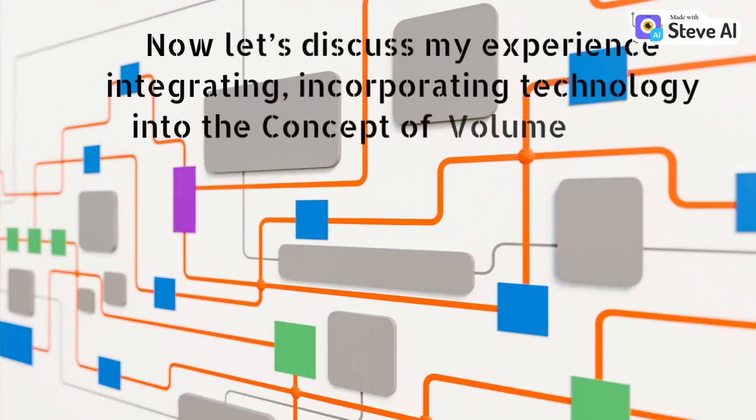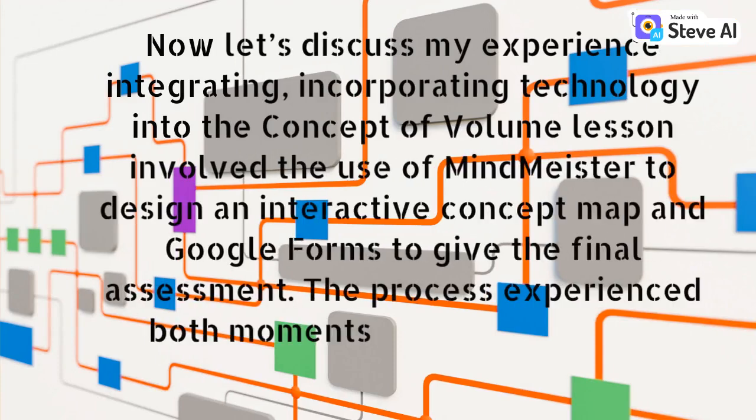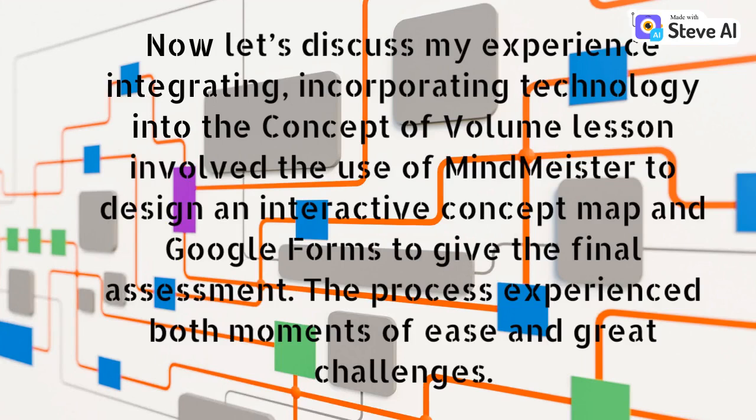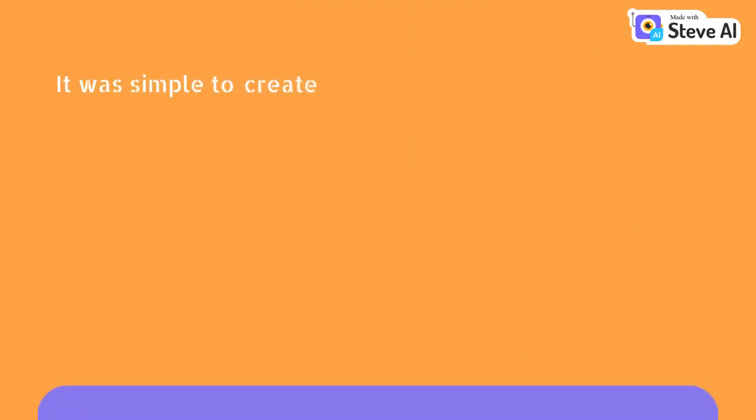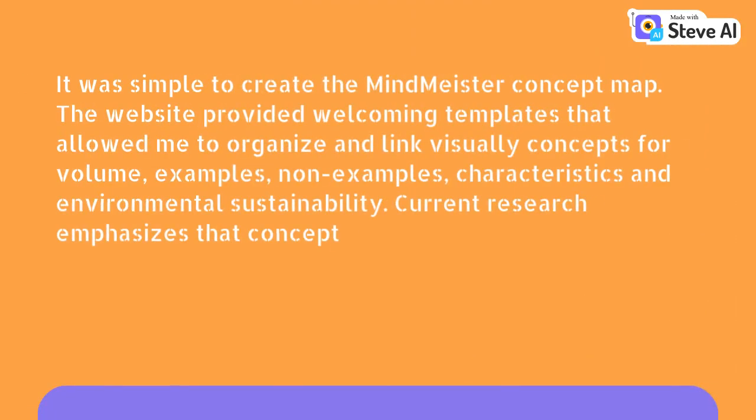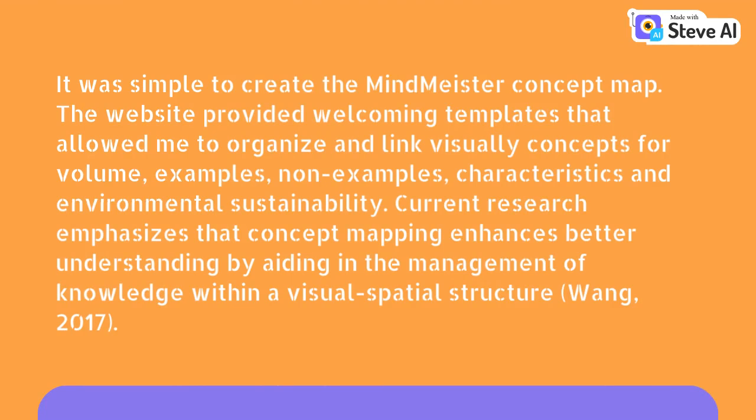Now let's discuss my experience. Incorporating technology into the concept of volume lesson involved the use of MindMeister to design an interactive concept map and Google Forms to give the final assessment. The process experienced both moments of ease and great challenges. It was simple to create the MindMeister concept map. The website provided welcoming templates that allowed me to organize and link visually concepts for volume, examples, non-examples, characteristics, and environmental sustainability. Current research emphasizes that concept mapping enhances better understanding by aiding in the management of knowledge within a visual spatial structure (Wang, 2017).